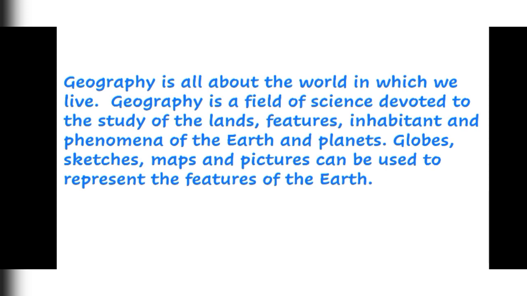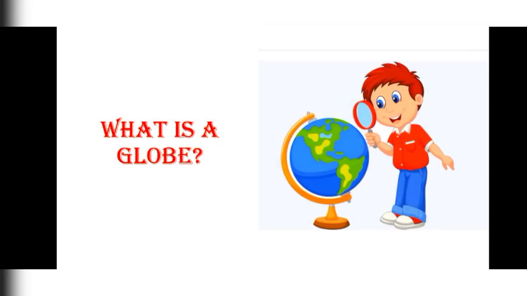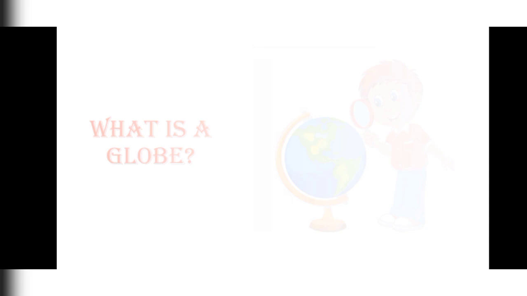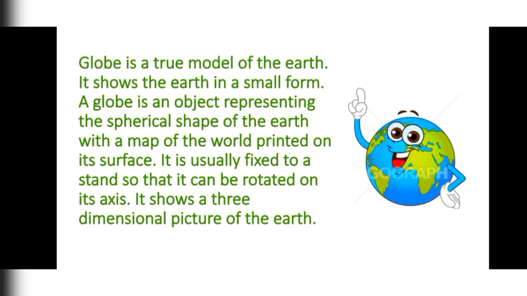Now, I will tell you what is a globe. Globe is a true model of the earth. It shows the earth in a small form. It is usually fixed to a stand so that it can be rotated on its axis. It shows a three-dimensional picture of the earth.